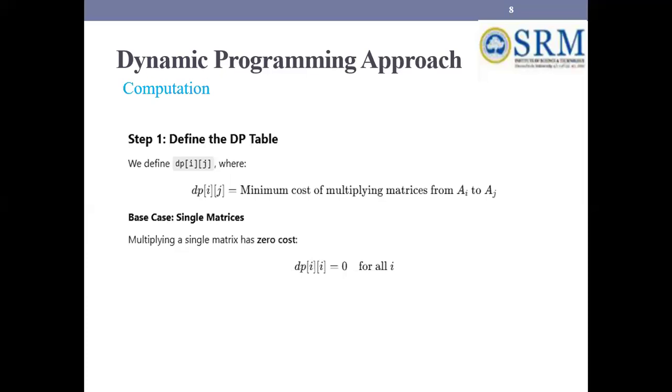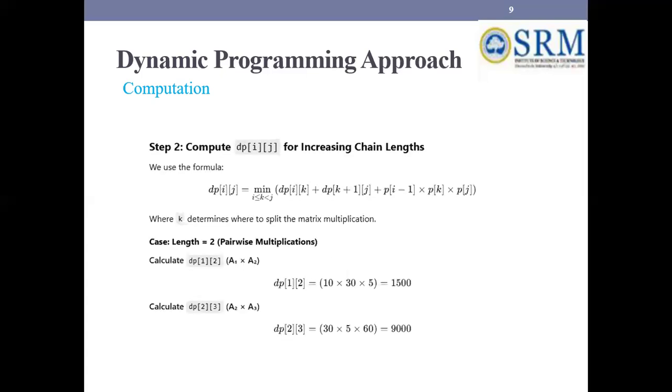And first step, define the dynamic programming table. T of i comma j, where the table stores the minimum number of multiplications required to perform the matrix multiplication from Ai to Aj. So base case is single matrices. Multiplying a single matrix has 0 cost. If you are having only one matrix, no need of multiplication. That is, value will be 0. If you are going for more than one matrix multiplication, you have to find the minimum number of multiplications.